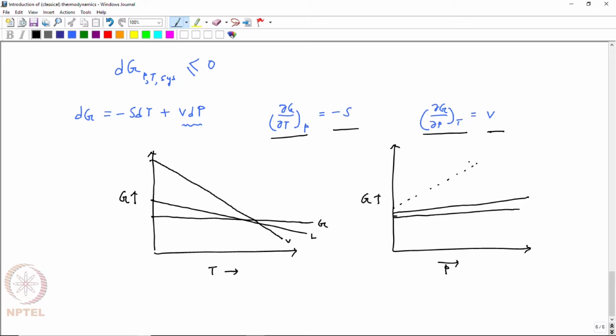Will it increase linearly? But we know from the ideal gas equation that if I increase the pressure, the volume will actually drop. So this is actually a positive number, but the slope, as we can see, will change as we are increasing the pressure. So the curve will look something like this, because the slope here and the slope here are actually different. The slope here is much more than the slope here. So the gas will have a curved plot for G versus T, G versus P.